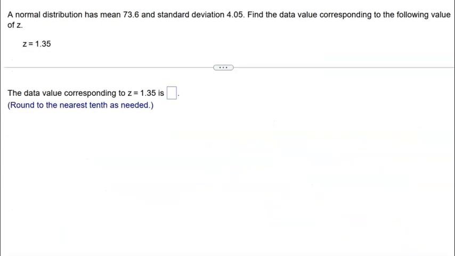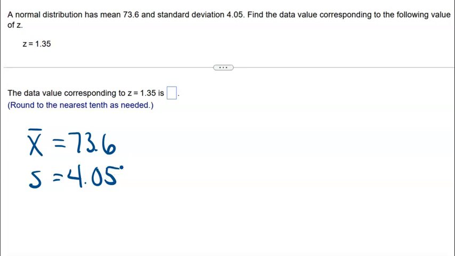We're flying through it. A normal distribution has a mean of 73.6. Okay, so they give us our x bar. Remember, that's the mean. X bar is equal to 73.6, and a standard deviation S of 4.05. It says find the data value corresponding to the following value of Z. So we're trying to find the data value that goes with this particular Z-score.